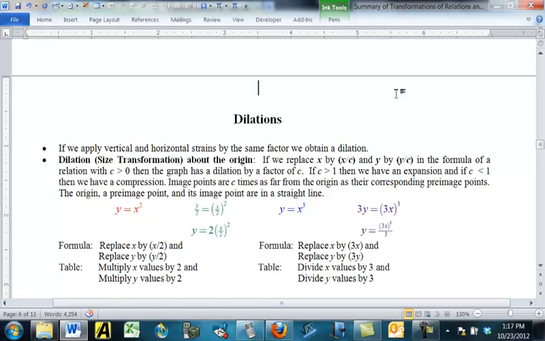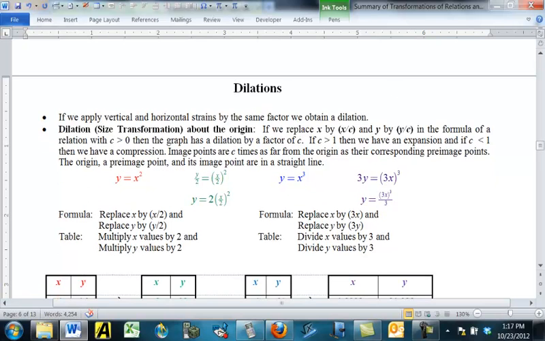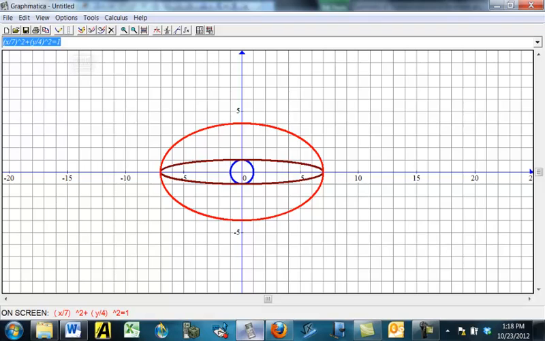Now, I want to talk about a dilation. A dilation is also called a size transformation. And what we're going to do with the dilation is we're going to apply the same amount of vertical and horizontal stretch. So look at this. When we took this circle that we started with here, and when we stretched it more in one direction than the other, it's no longer a circle. What would it take to make it still be a circle?